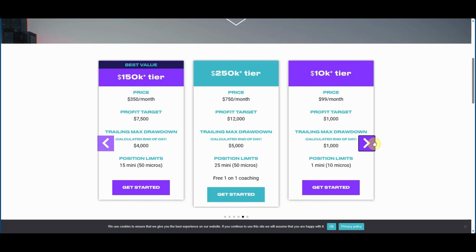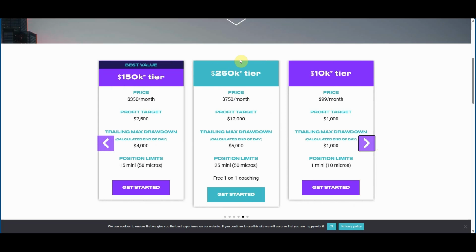One thing I didn't mention is that TradeDay at present only allows one account. That's a big disadvantage compared to Apex Trader Funding, which allows you up to 20. TradeDay at the moment only gives you one account. So obviously when you're choosing an account, you can't just get 20 of them. You have to go with one.